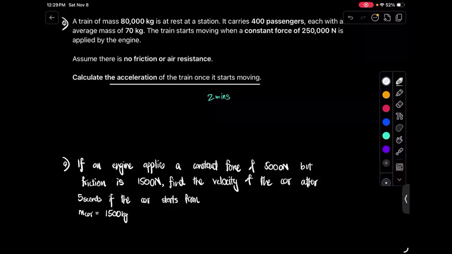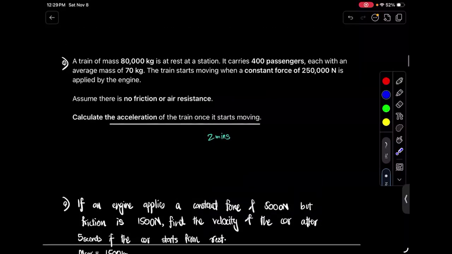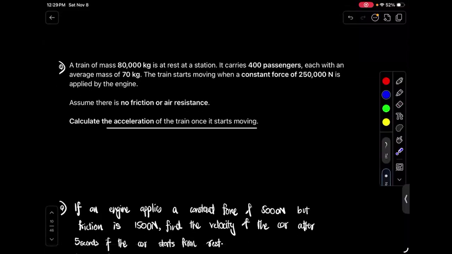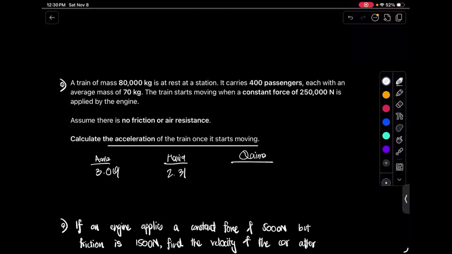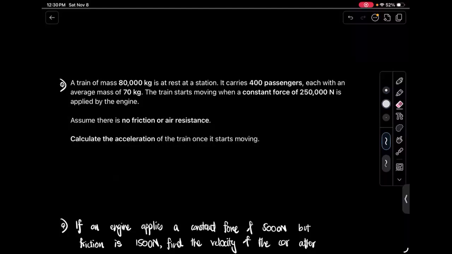Yes, done. Yeah, I'm done with the first one. Okay. Yes, Hania, done. Kaima, question number 1 done. Aris, what was your answer? I got 3.019. Hania, what did you get? I got 2.31. Kaima, what did you get? I also got 2.31. Okay, let's check which one is right now.